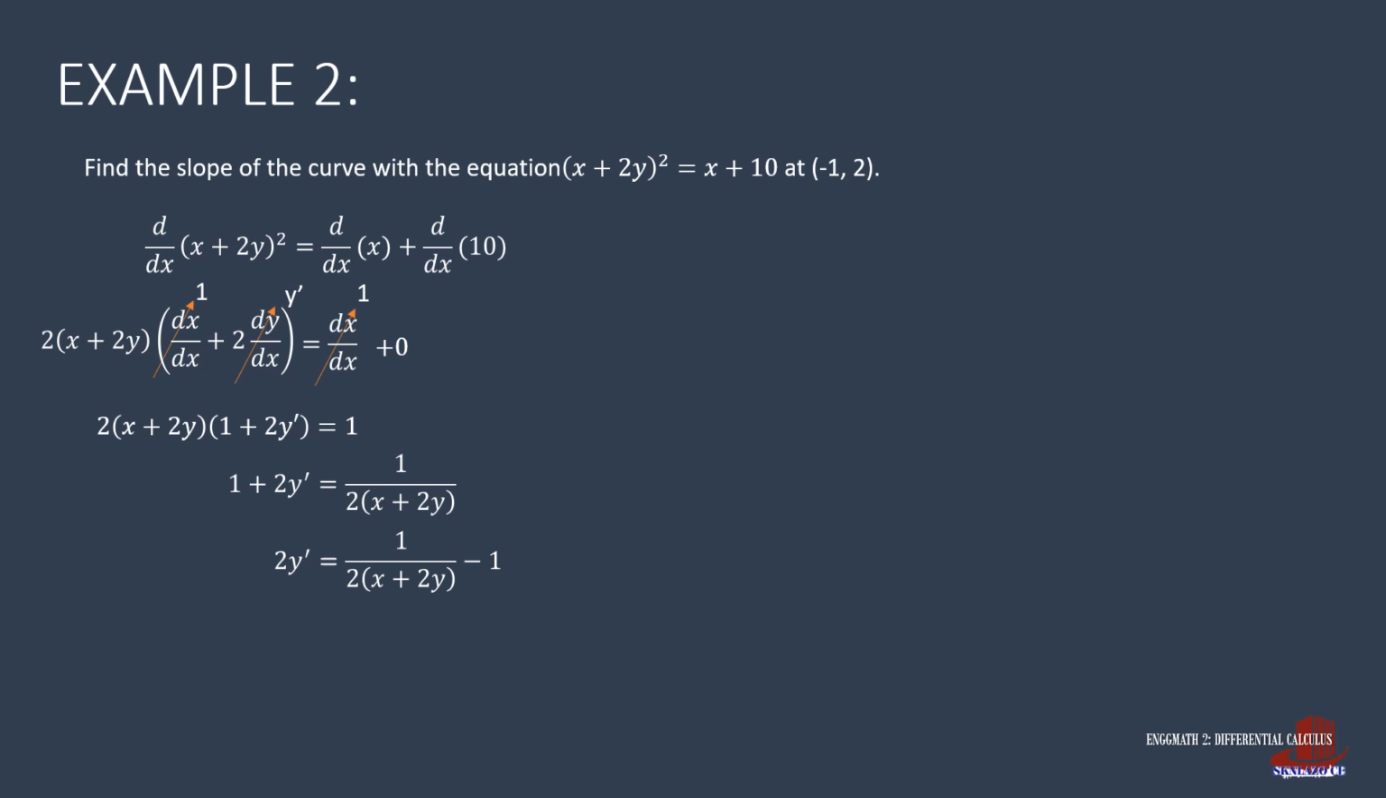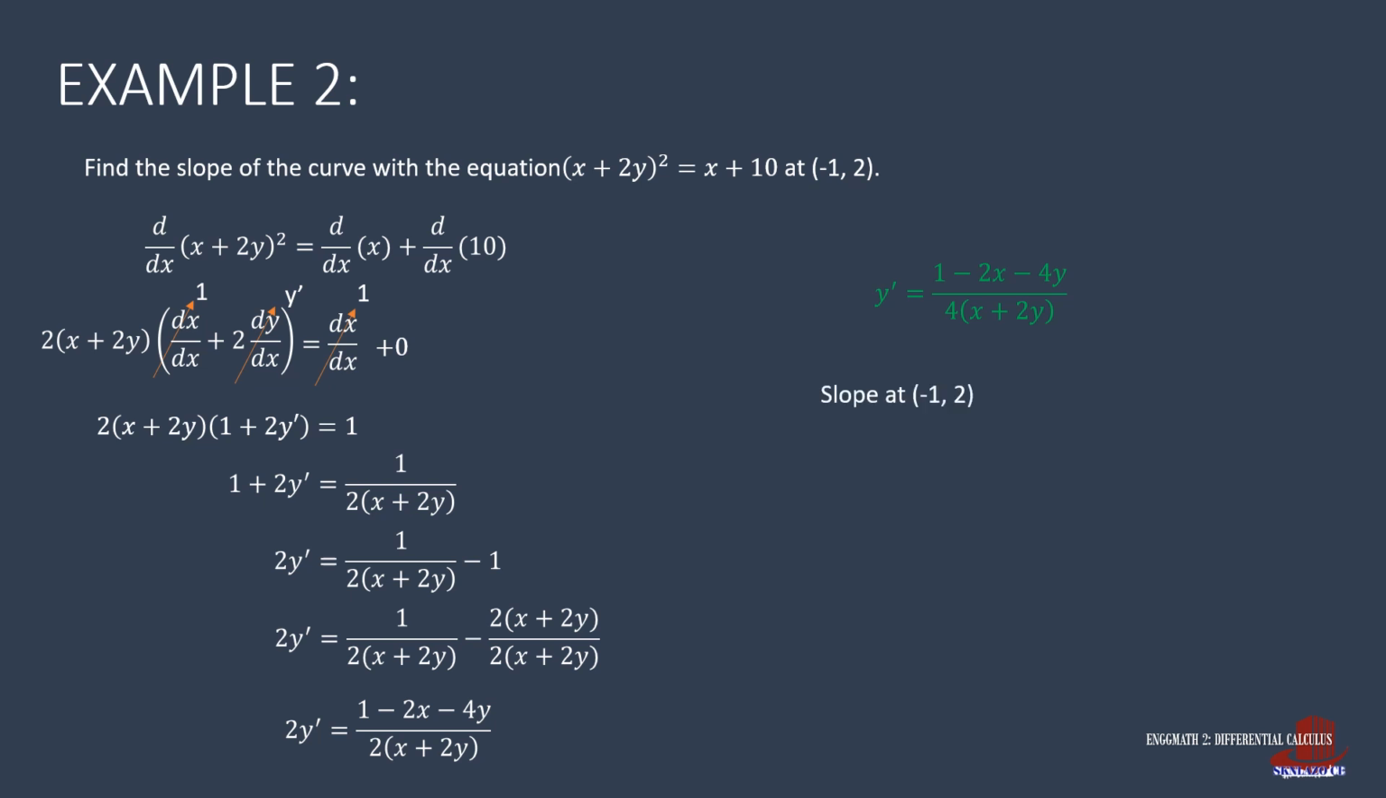Next is to isolate 2y prime by transposing 1 to the rest of the equation on the right. Work with the equivalent fraction to convert 1 into a fraction, with LCD to reduce the equation into 2y prime is equal to 1 minus 2x minus 4y all over twice of x plus 2y. Finally, move 2 to the other end again to have y prime is equal to 1 minus 2x minus 4y all over 4 times the quantity x plus 2y. Plug -1 as x and 2 as y to get the slope of the curve as -5 over 12.